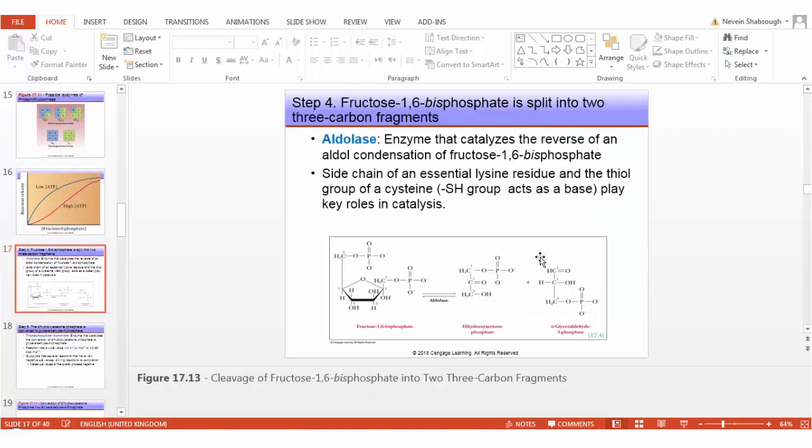Now step number 4: fructose 1,6-bisphosphate is split into two 3-carbon fragments. This is a cleavage reaction, described as the reverse of an aldol condensation. The enzyme that catalyzes this reaction is called aldolase, and it is isolated from most animal sources, but the one from muscle is extensively studied. The basic side chain of an essential lysine residue plays the key role in catalyzing the reaction. Of course, the thiol group of cysteine also acts as a base.